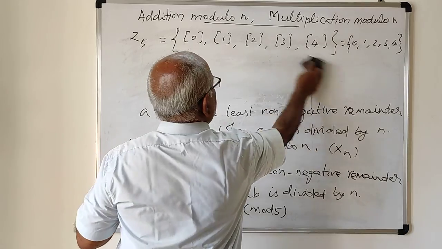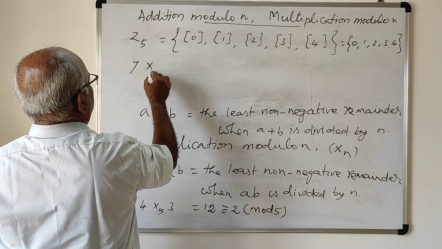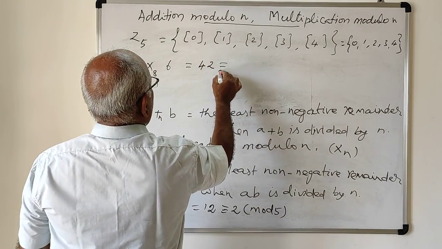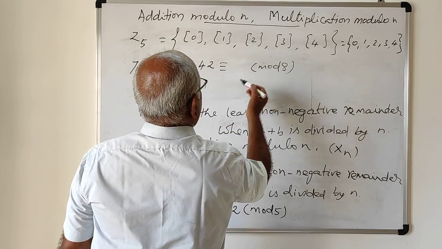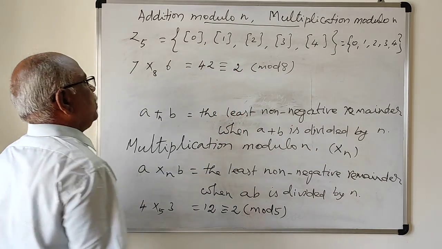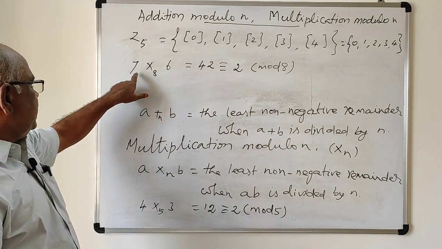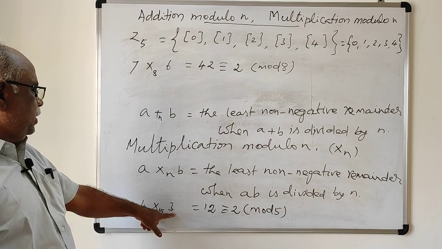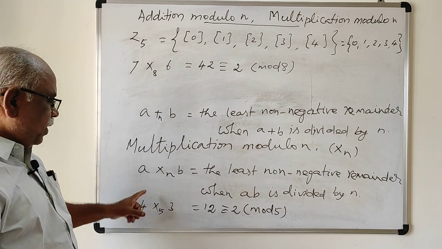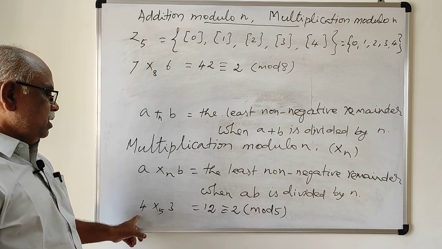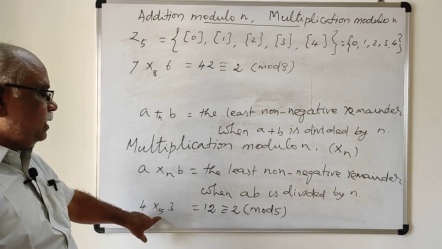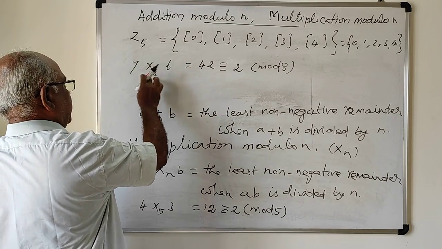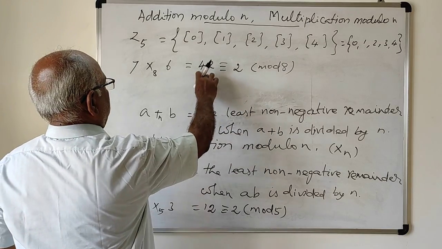To understand this, 7 multiplication modulo 8, 6. 7 sixes are 42. 42 mod 8: 5 eights are 40, remainder is 2. The numbers should be less than the modulo number. The 7 and 6 should be less than 8. Similarly, 4 and 3 should be less than 5. So when operating with the modulo, either addition or multiplication, the congruent classes are less than that modulo number.